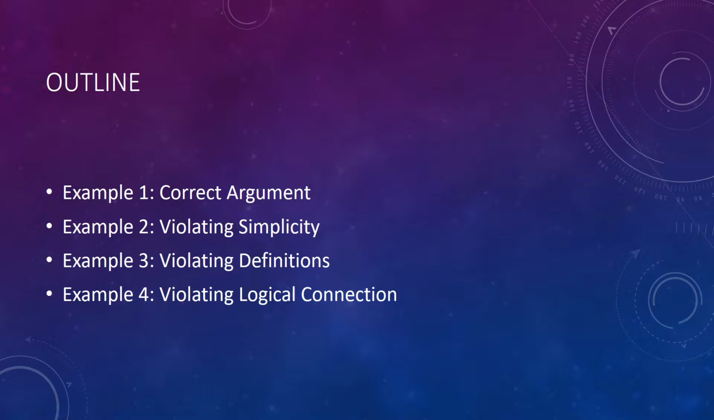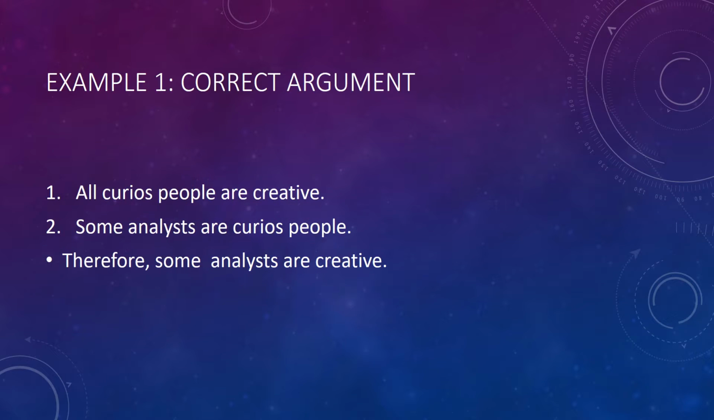First, we will go through one correct argument and then three incorrect ones, violating the simplicity definition and logical connections. Example 1. Correct argument. 1. All curious people are creative. 2. Some analysts are curious people. It is already written in simplified form.